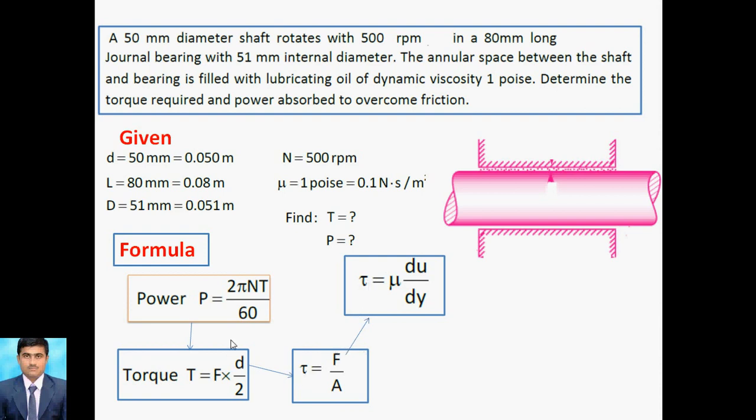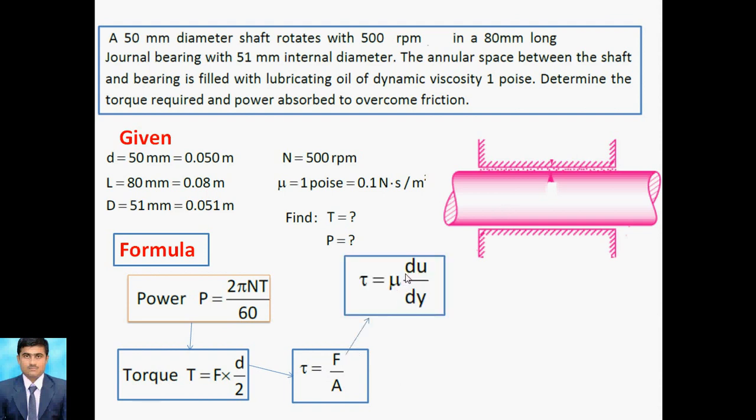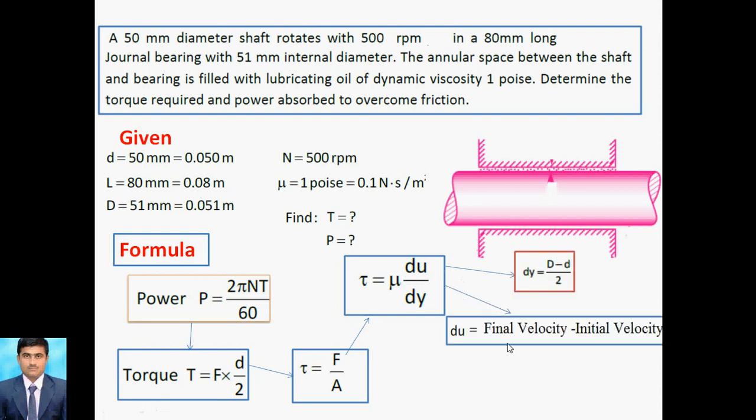Again I explain this. For calculation of force, we can take shear stress equal to force upon area. But even though the area is known to you, tau is unknown and force is also unknown, correct? So for that purpose, we take tau equal to mu du by dy. Here mu is directly given to you, and du means change in velocity, that is final velocity minus initial velocity.